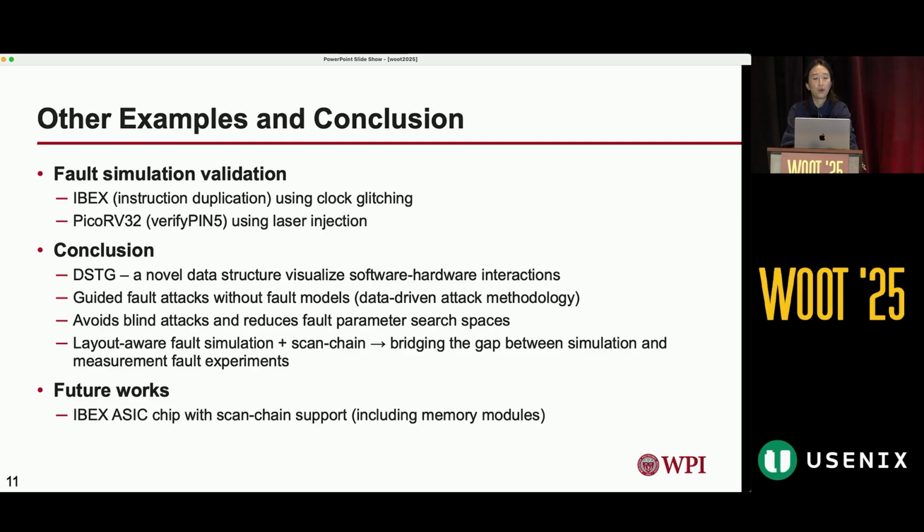For future work, we have an IBEX chip that is going to be taped out, coming back this month, with scan chain support, also including the memory modules inside of the scan chain, so we have more visibility of what's going on in the whole chip. We want to do more experiments on post-silicon validation. Also, right now, the three steps of fault parameter extraction are very manual. We need to analyze the DSTG, so we want to think of a way to automate it and make our methodology more robust.